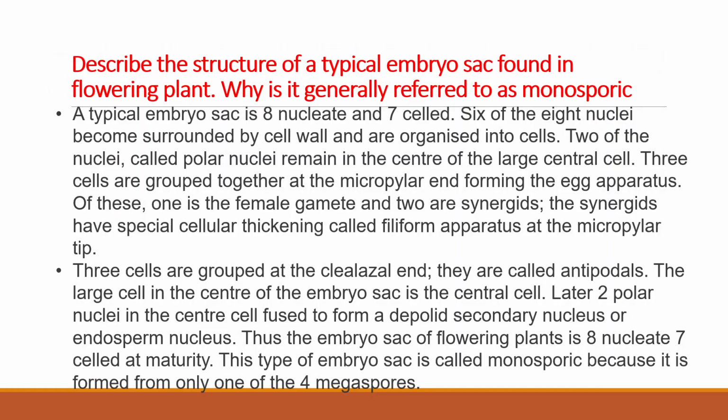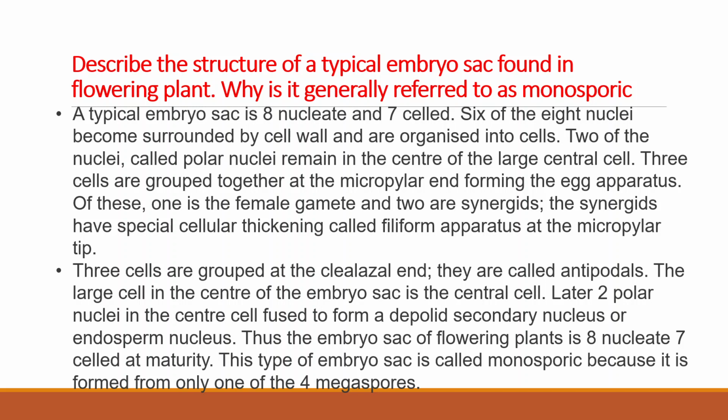This diagram is important. So the next question is, describe the structure of a typical embryo sac found in flowering plants. Why is it generally referred to as monosporic? A typical embryo sac is 8 nucleated, 7 celled. They will ask not only a typical embryo sac diagram, sometimes they will ask for an 8 nucleated, 7 celled embryo sac diagram, or explain the 8 nucleated, 7 celled embryo sac. Then you have to write this.